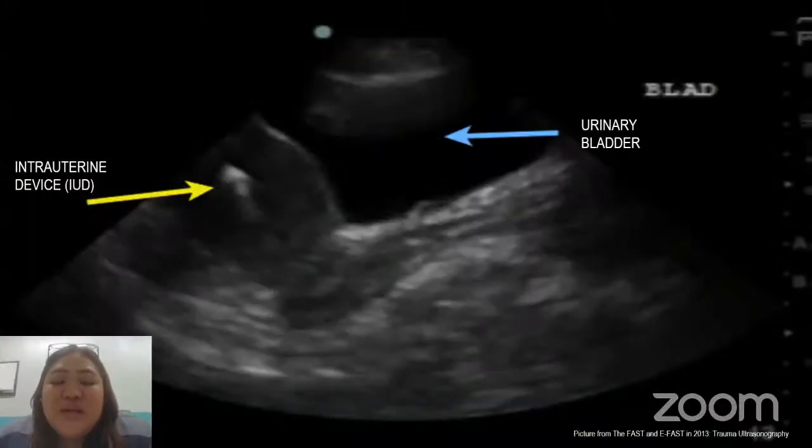This picture shows a negative suprapubic scan of a female with no significant free fluid seen. The yellow arrow shows that there is an intrauterine device inserted, while the blue arrow represents the bladder.